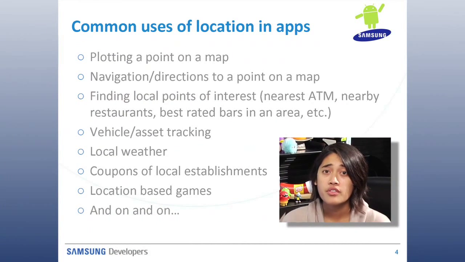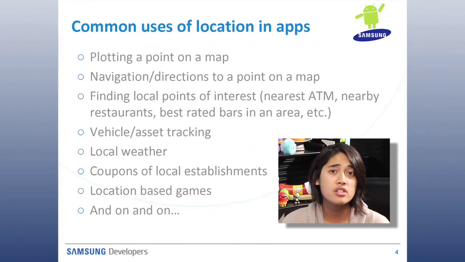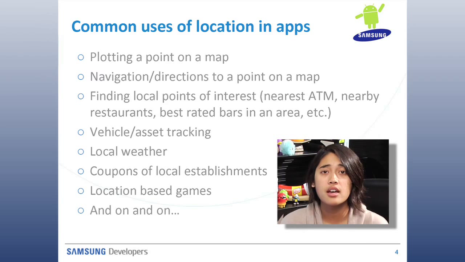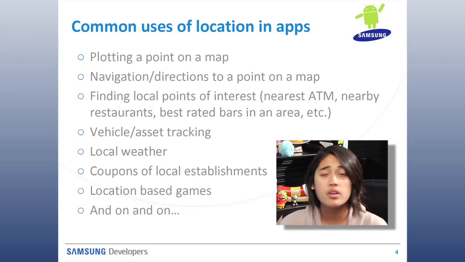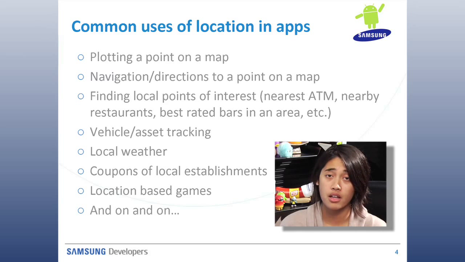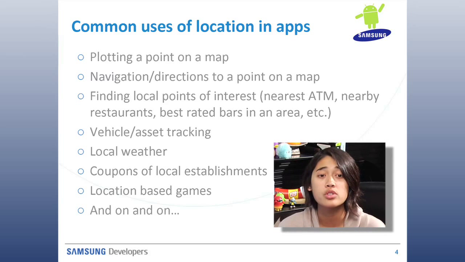There's a lot of different things that you can use location for. At this point, location is really a context that you can add to almost every application. And you see a lot of different use cases in the market today. One of them is just being able to plot a point on a map. Another really common one is getting navigation or directions to a certain point or point of interest.